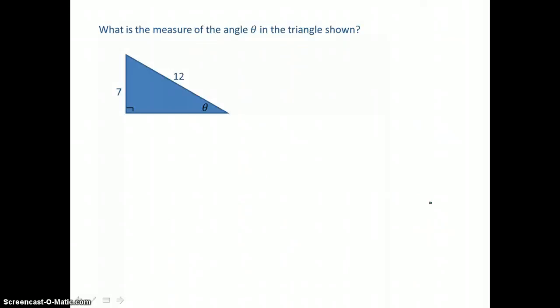Okay, in this problem, we want to find the measure of angle theta in this right triangle. So again, we have the opposite side labeled, and we have the hypotenuse labeled. Opposite over hypotenuse, that's our sine function. So the sine of theta is going to equal opposite over hypotenuse, or 7 over 12.